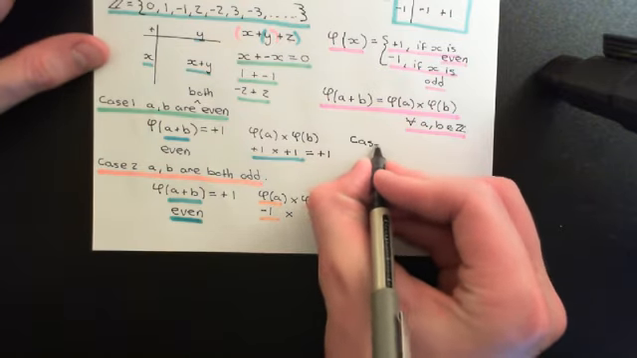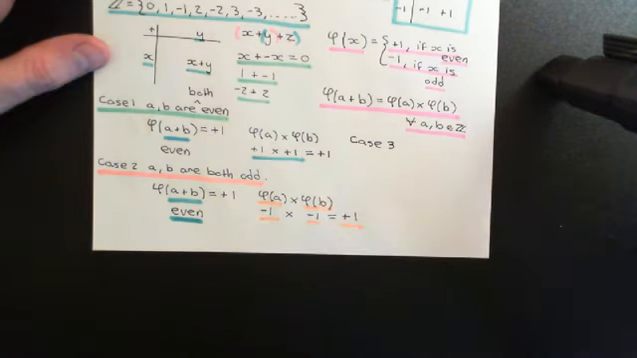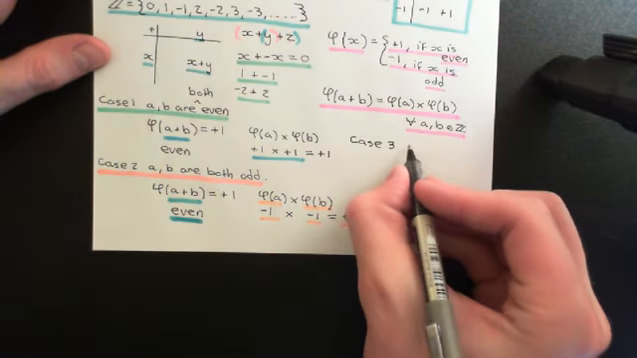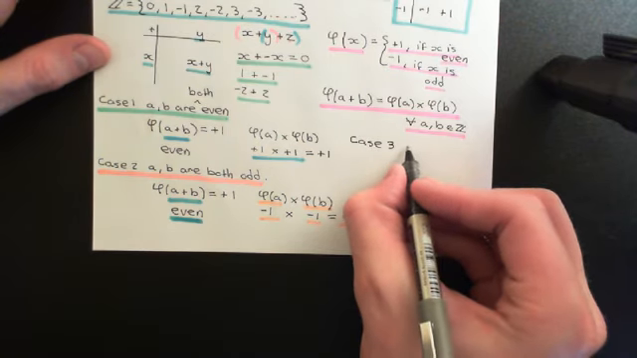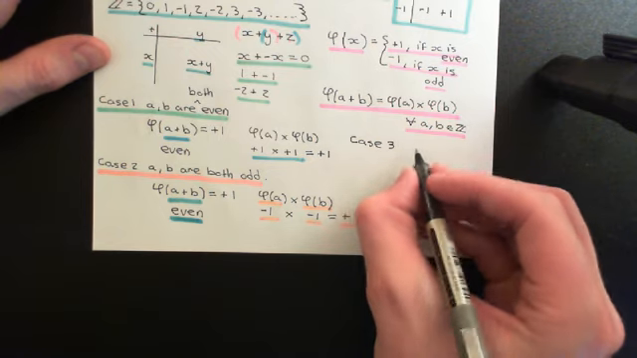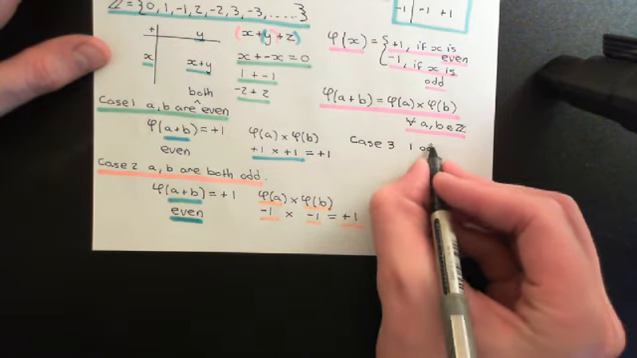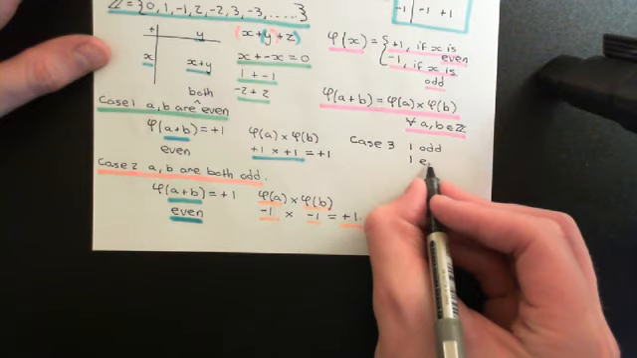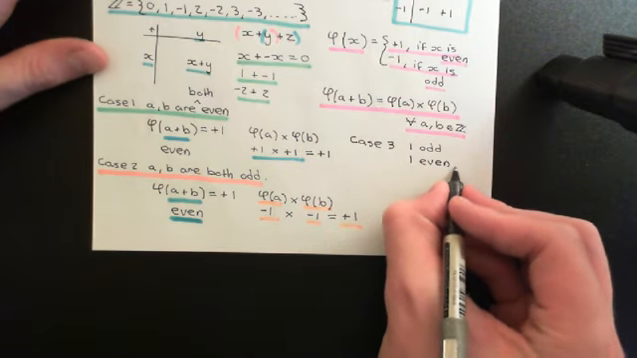Finally, we have case 3, which is really two cases. Case 3 is one is odd. So we've got one odd and one even, but I'm not going to tell you specifically which one is odd and which one is even.